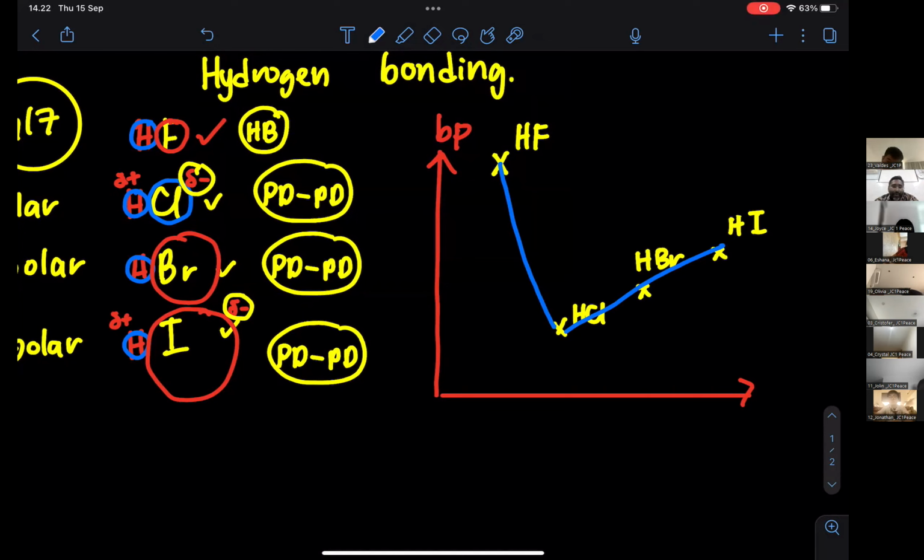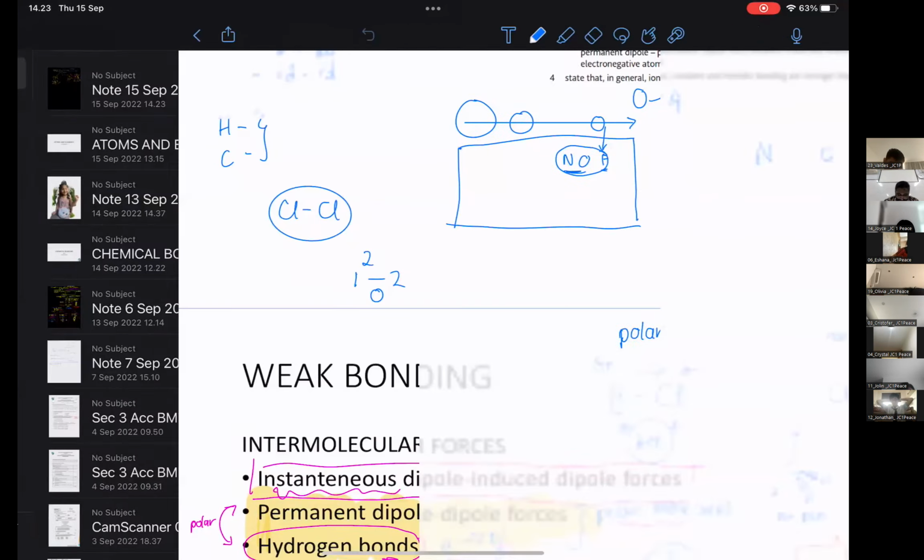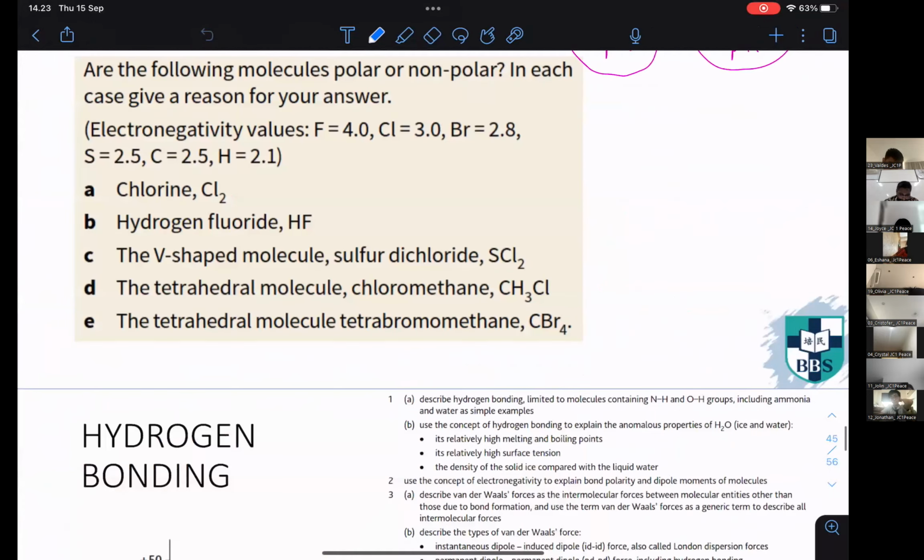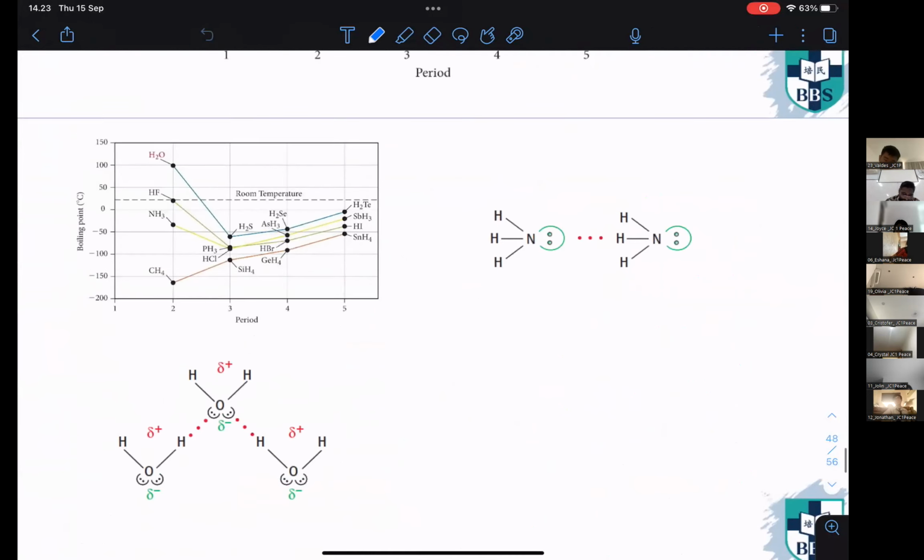Now, if you look at the other graphs, I will bring the graph over here. I'll copy this.